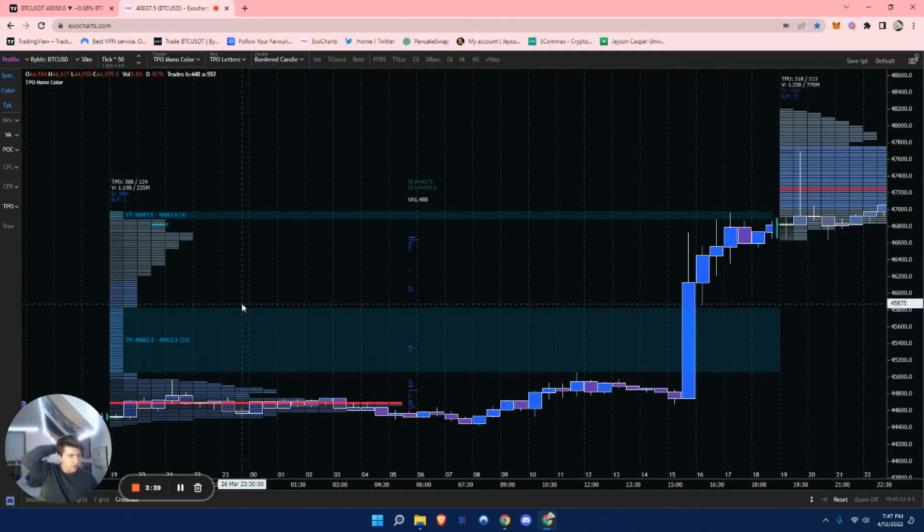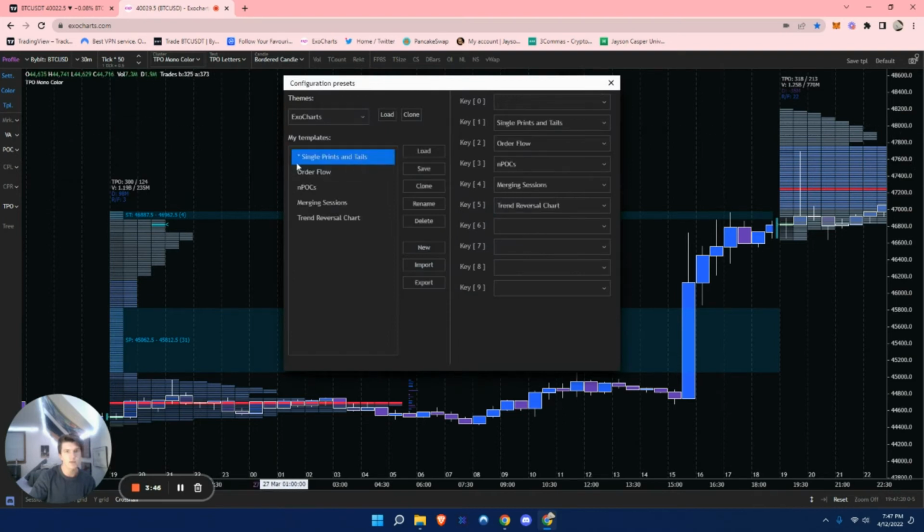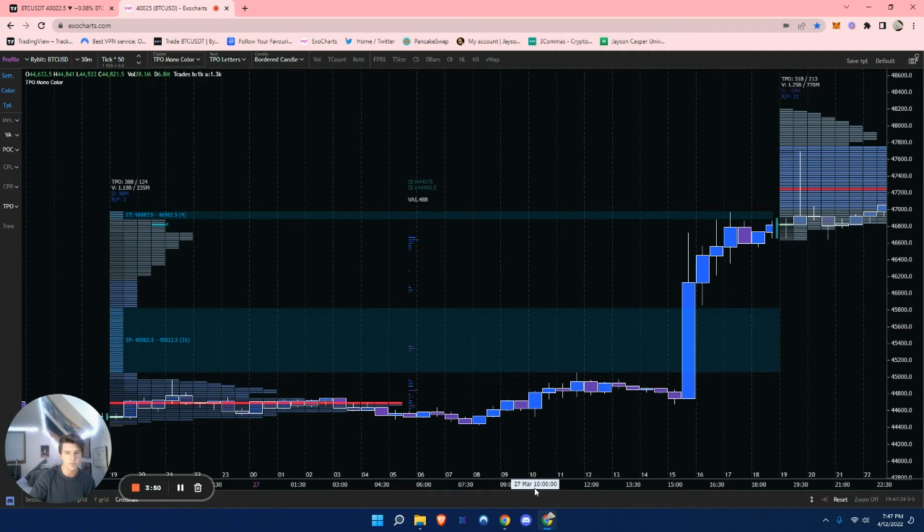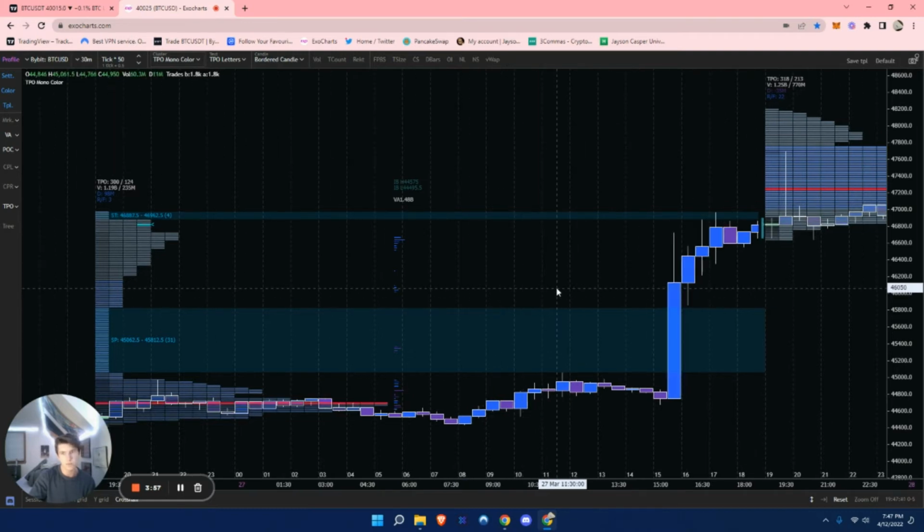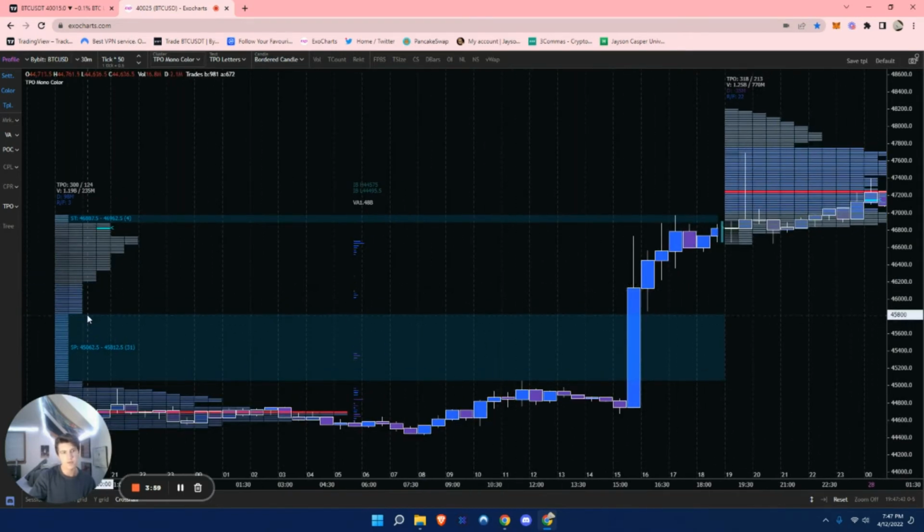And what's nice about Exocharts is that it will map it out for you. Again, this template for the single prints is in the Discord under my Exochart levels, if you guys do end up joining, but if not, that's fine too. And so anyways, this is an important thing to mark out on your chart.